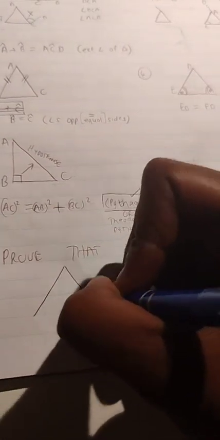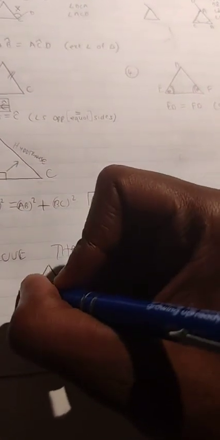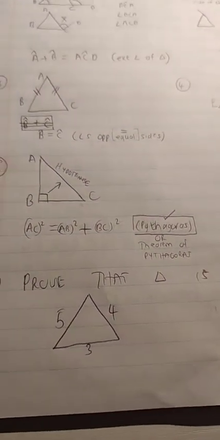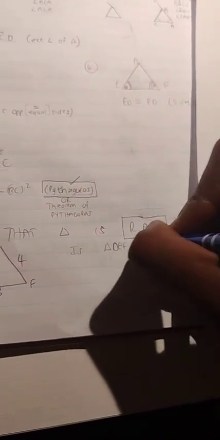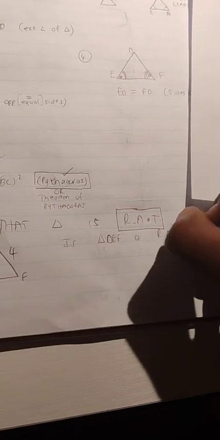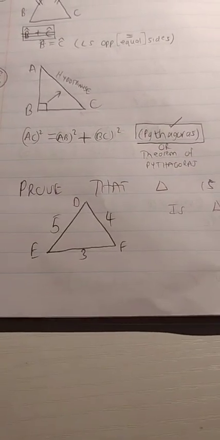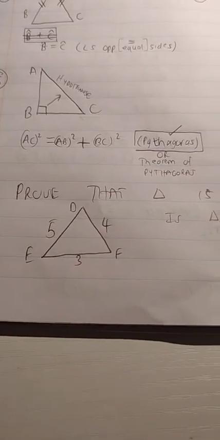Typical example of that: let's say you have this triangle, and I say this side is 5, this is 3, and that is 4. Then I ask you, is triangle DEF a right angle triangle? Is triangle DEF a right angle triangle? There it is: 5, 4, 3.